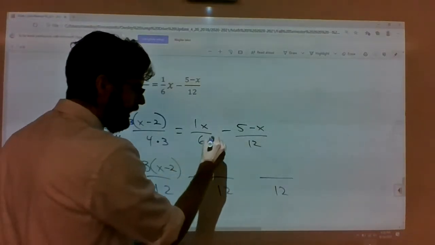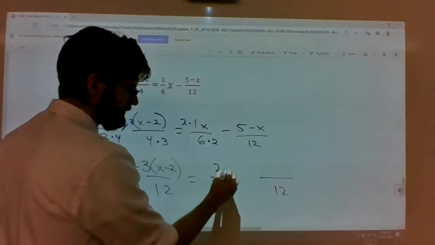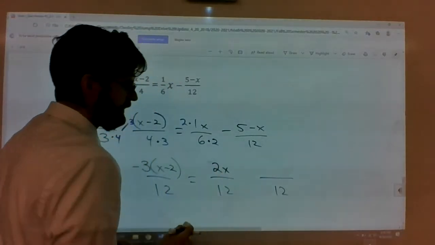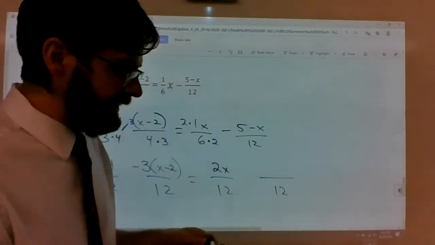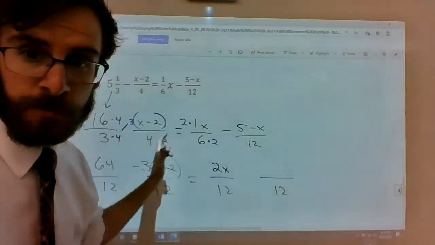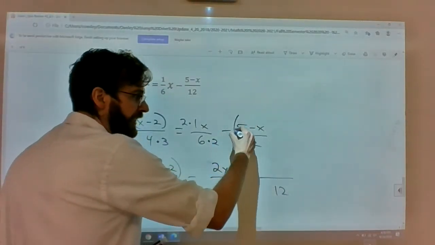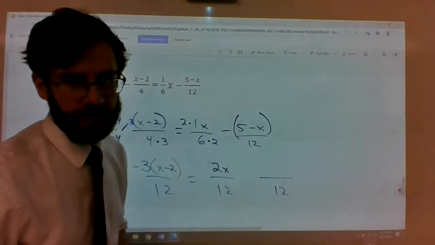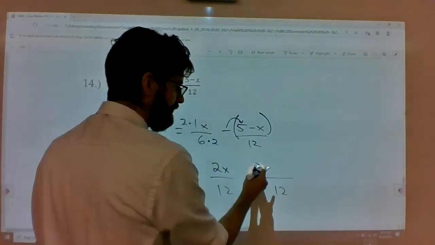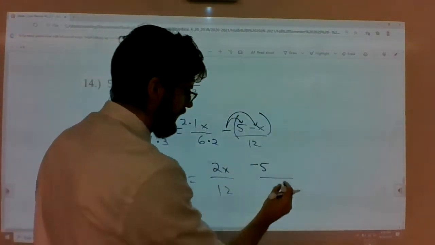6 times 2 is 12. So I'm going to take 1x times 2, which is 2x. Let's keep consistent with the colors here. And then this is what it is, but again, very tricky part. This minus is subtracting the entire fraction. It's subtracting both 5 and negative x. So I really got to say it's negative 5 minus negative x. That turns into a plus 1x.